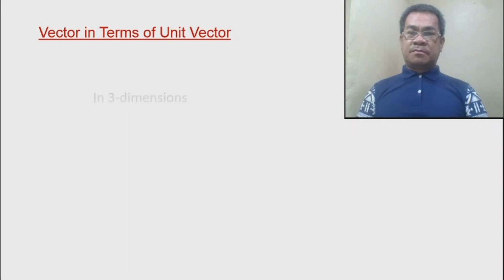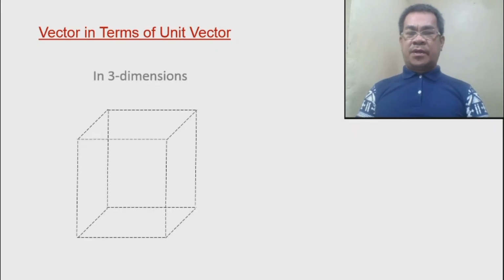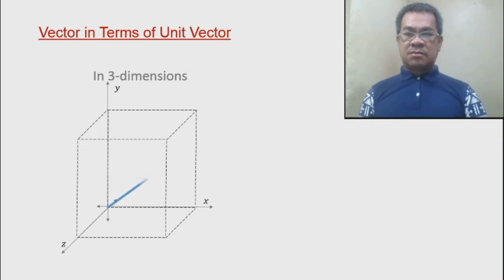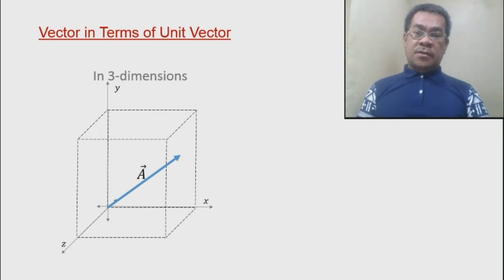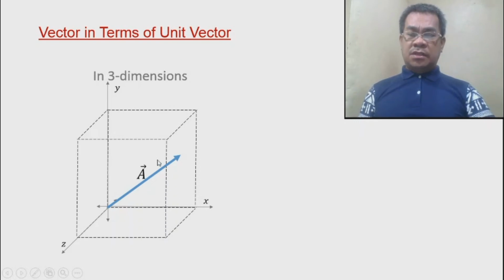So let's recall first. In 3 dimensions, we have x, y, z representing the 3-dimensional axes. Now suppose we have vector A. Take note that this is lying in 3 dimensions, so therefore we have 3 components of this vector.